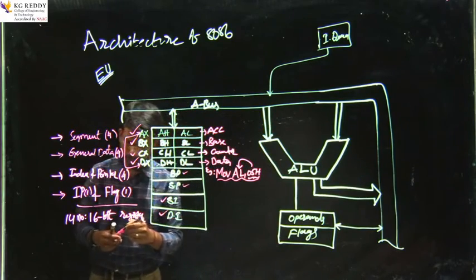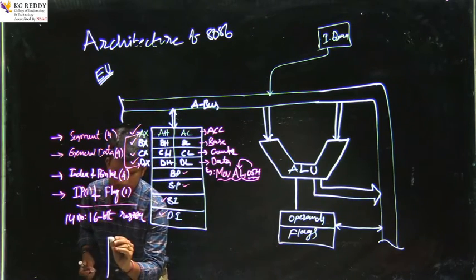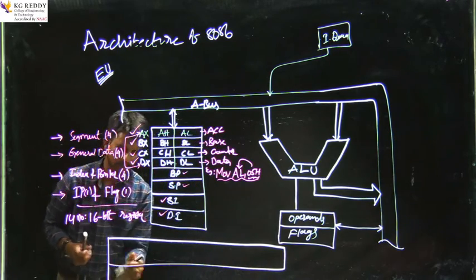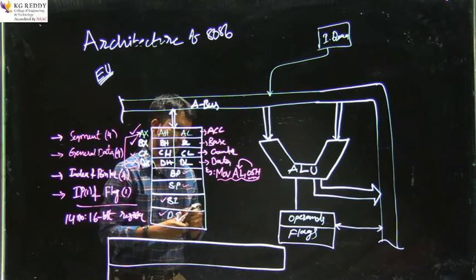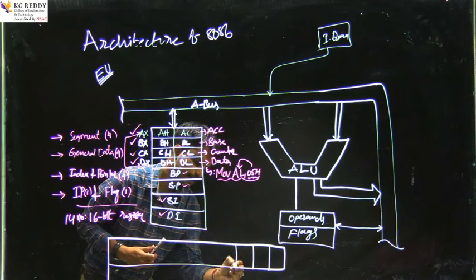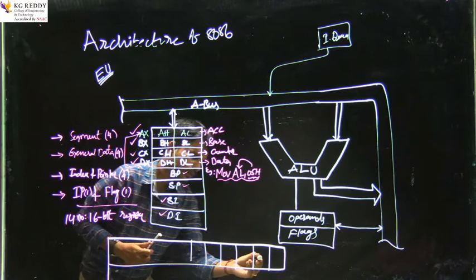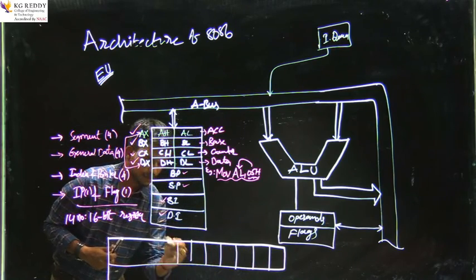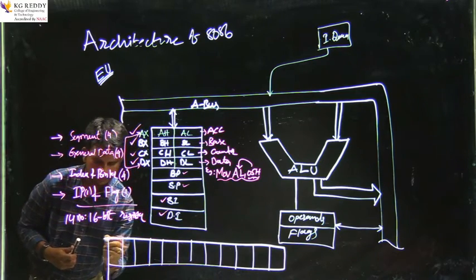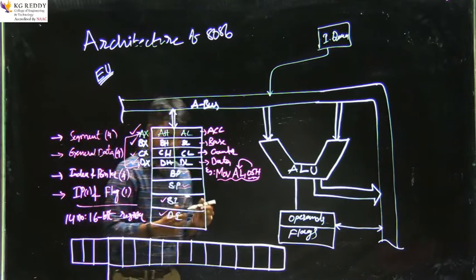The flag register is a 16-bit register. As I told you, the flag register is a 16-bit register, right? Out of 16 bits, we are using only 9 bits. Let us discuss what all the 9 bits will give as different status. Okay, I'll write one by one.